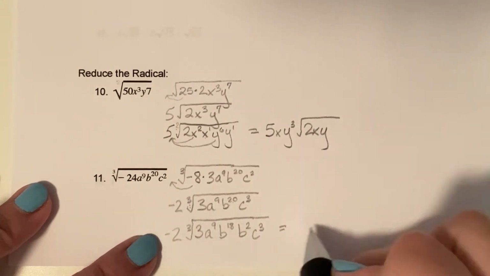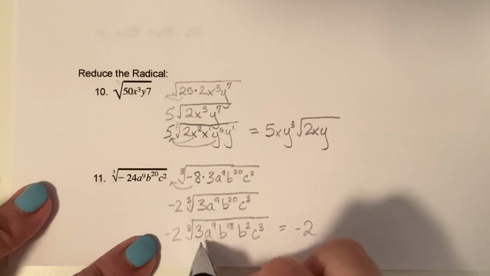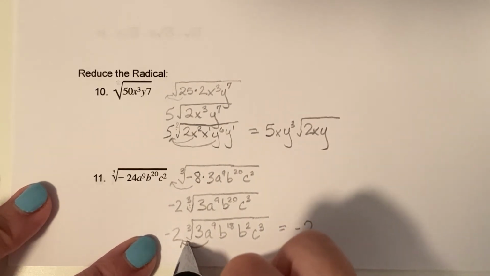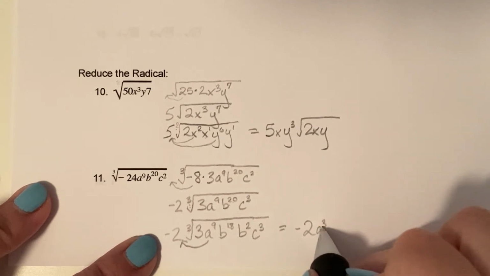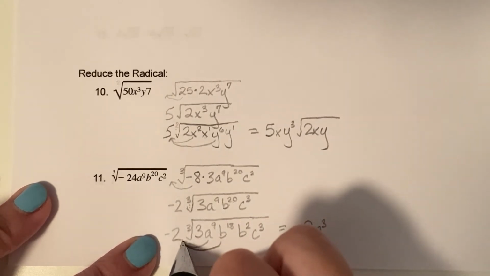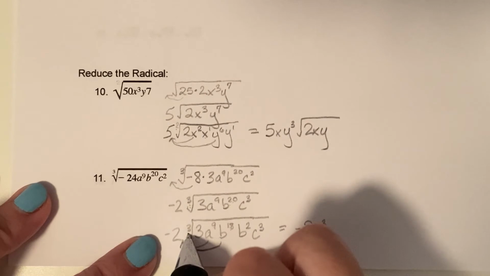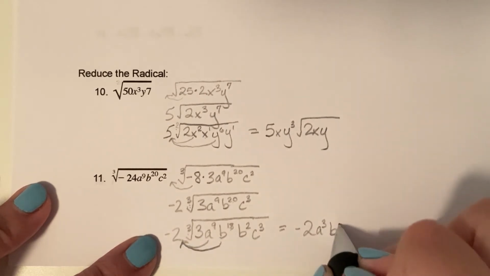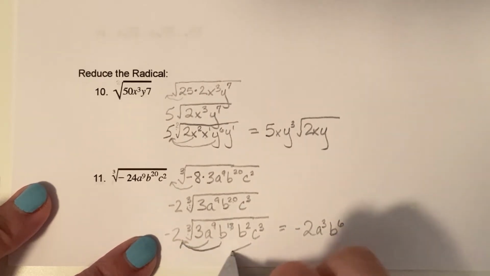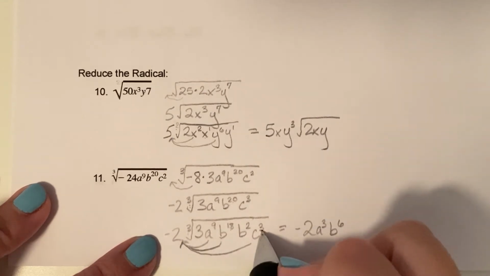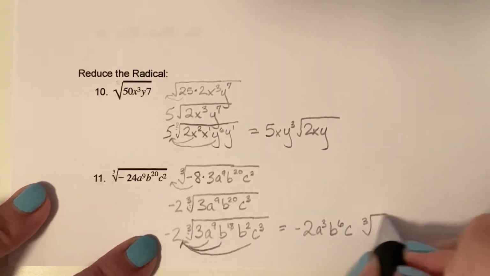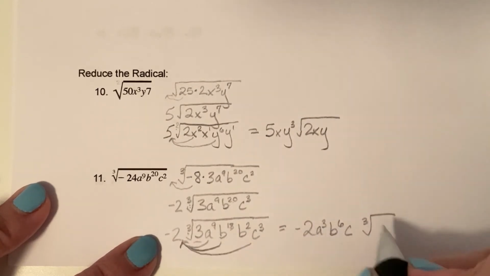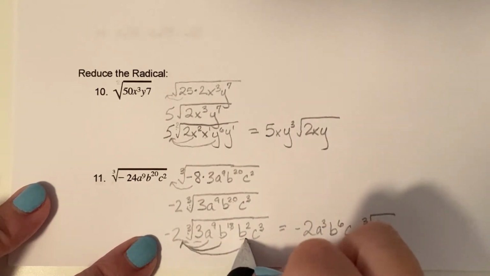And now we cube root. Okay, a to the 9th, 9 divided by 3, a cubed. b to the 18, 18 divided by 3, 6. And 3 divided by 3, 1. Cube root, what's left? We have a 3 and a b squared.